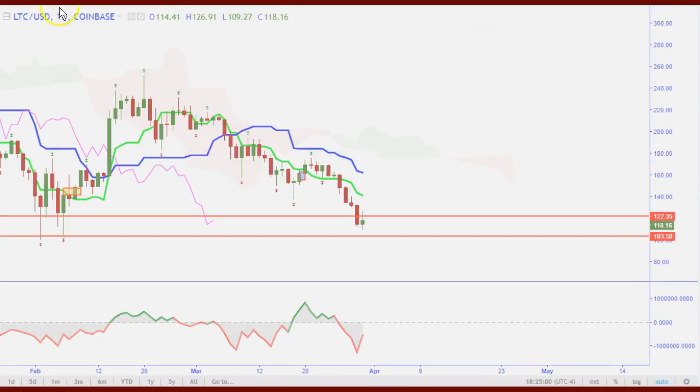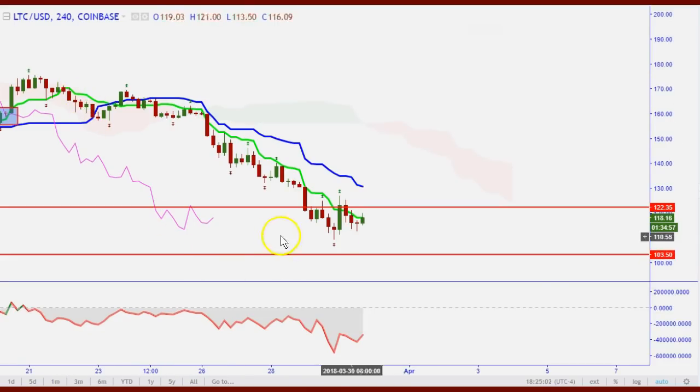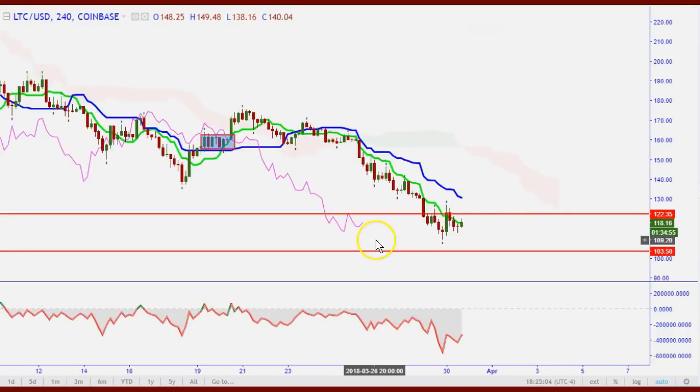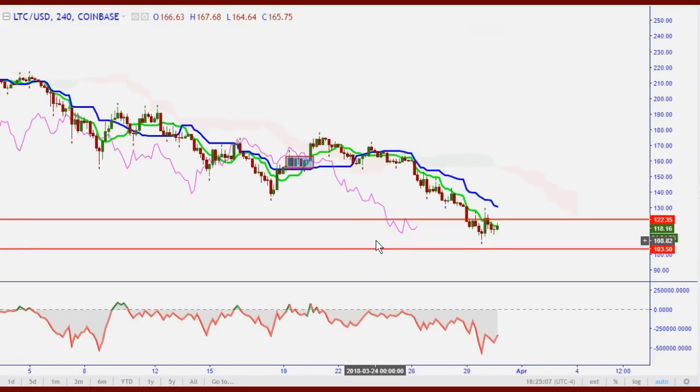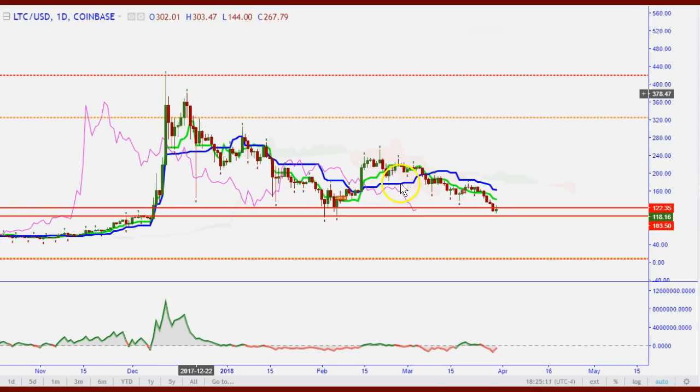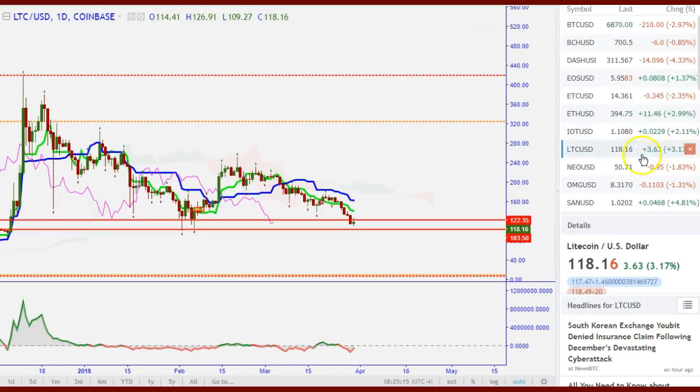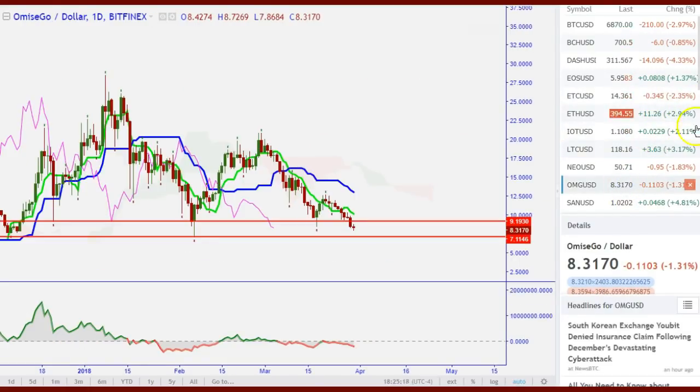So I love to go to the 4-hour time frame. As I said, I don't have an entry on the 4-hour time frame at this point. All right. Nothing to really get me into the market at this point. So that's LTC US dollar. I'm going to go to OMG US dollar. Oh my gosh, US dollar.